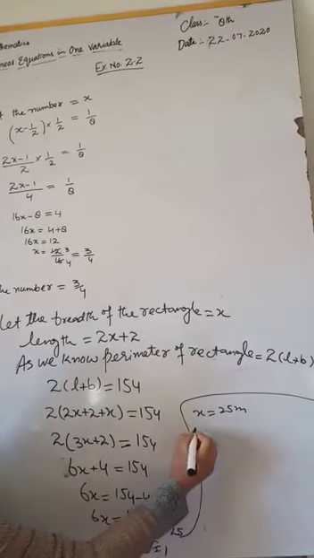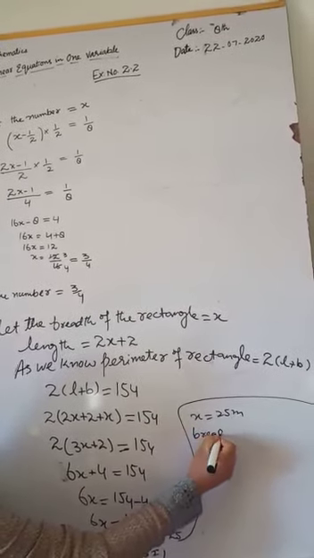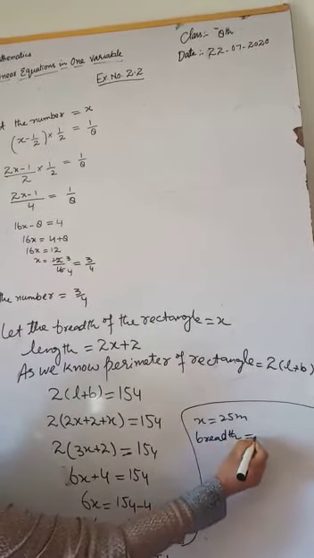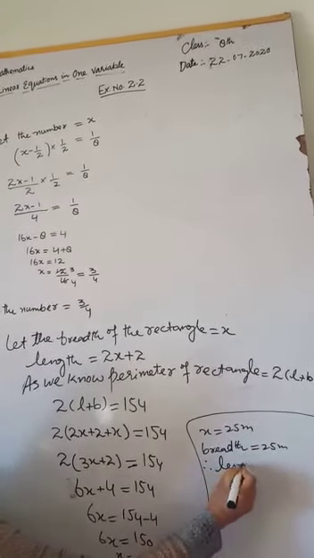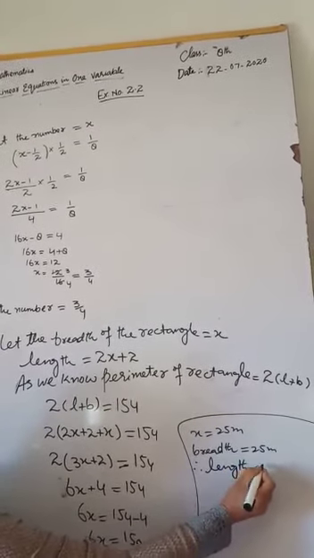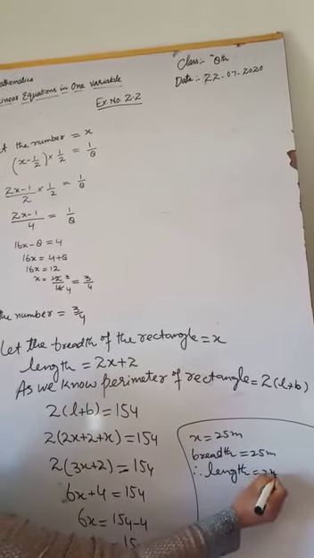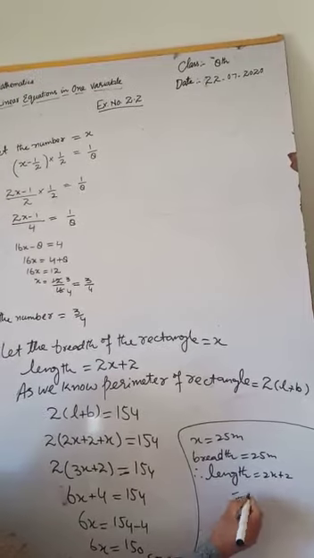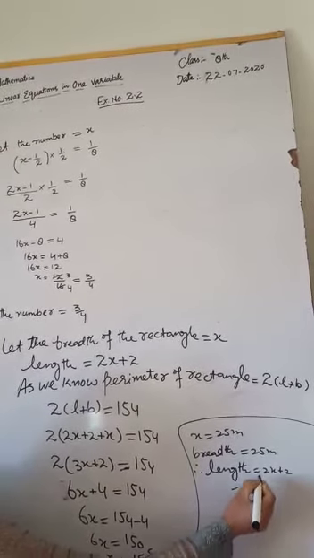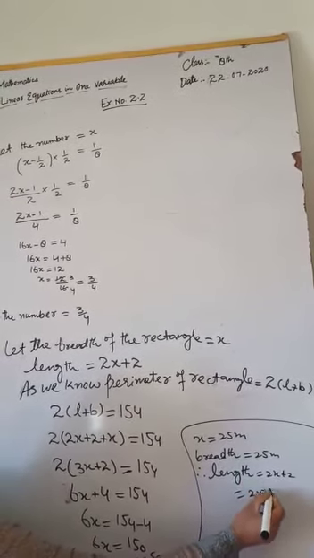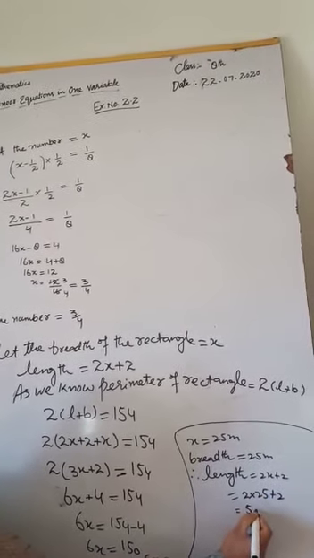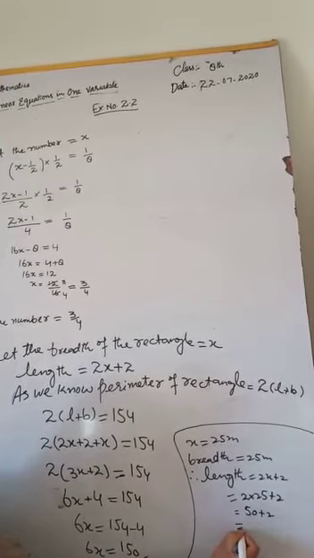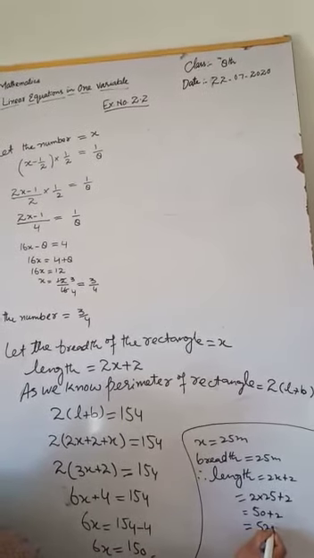This x is actually the breadth of the rectangle. So breadth will be equal to 25 meter. Therefore, length will be equal to, length is 2x plus 2, that means length will be 2 into, in place of x we will write 25, plus 2. 25 into 2 is 50, plus 2, which will be equal to 52 meter.